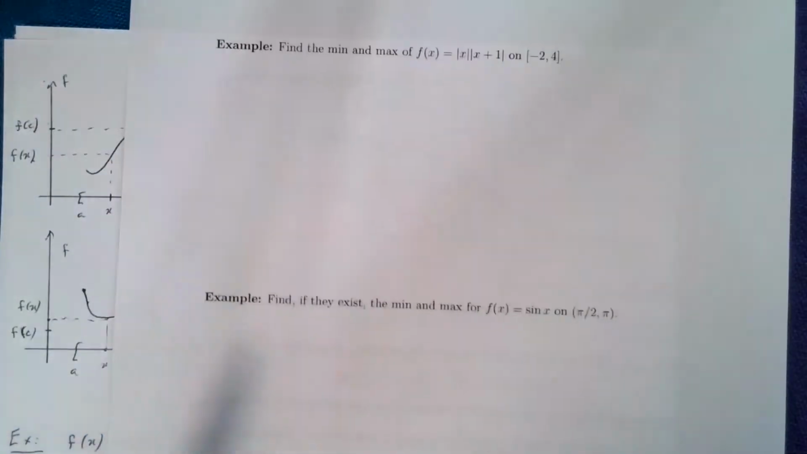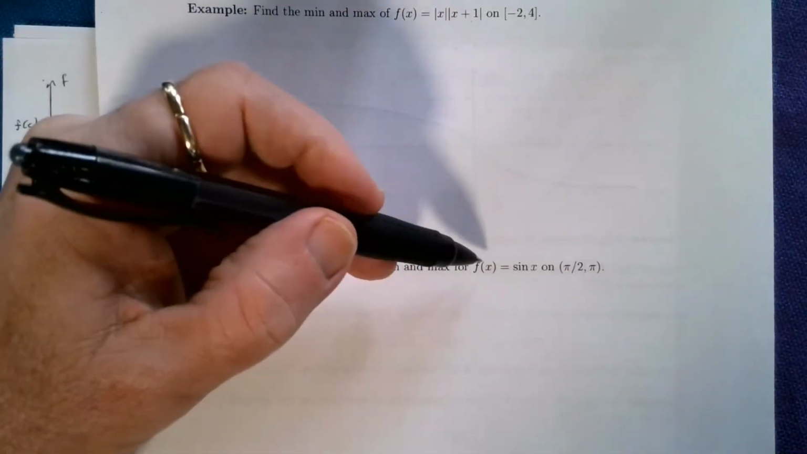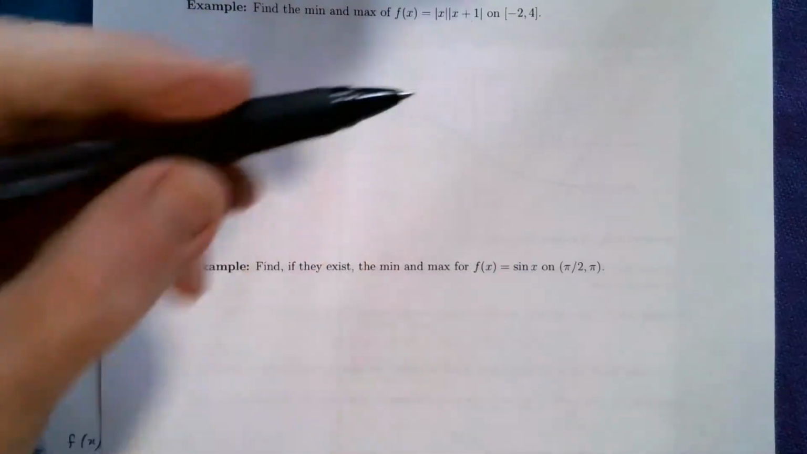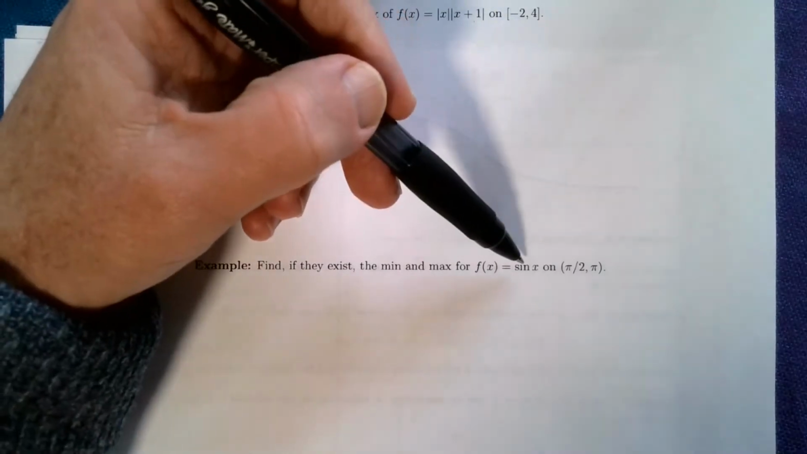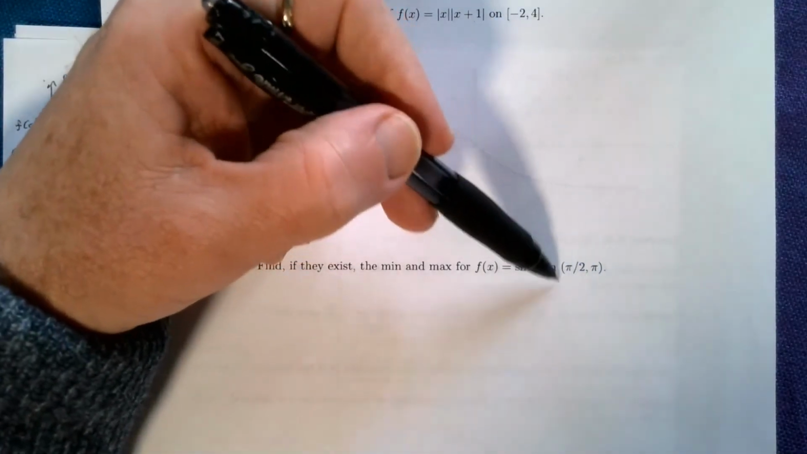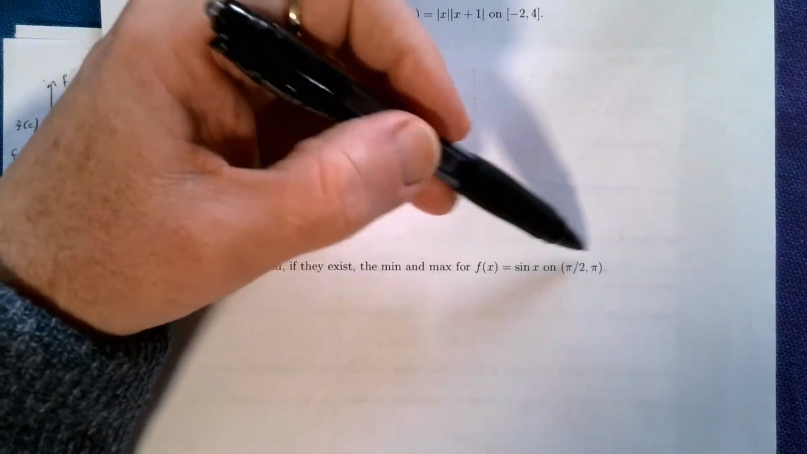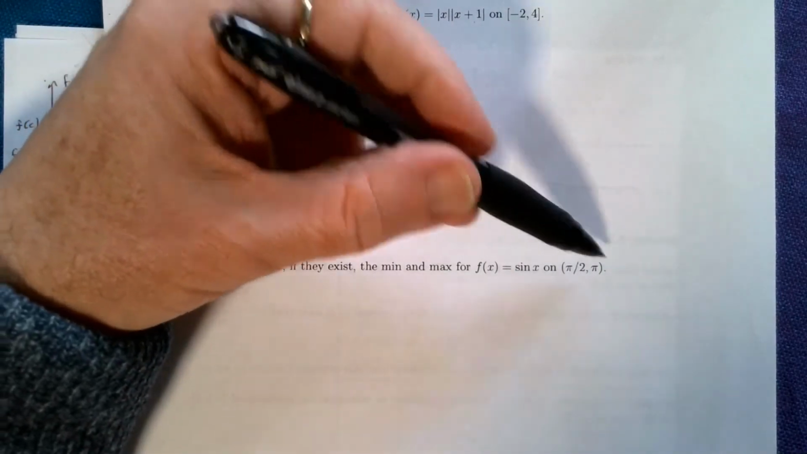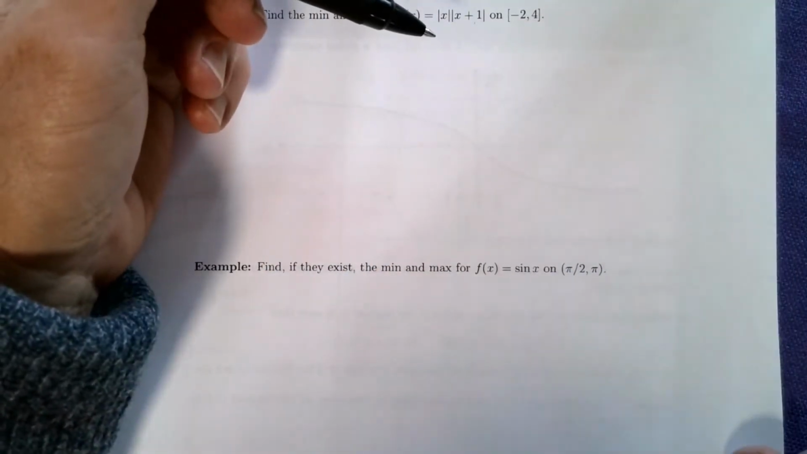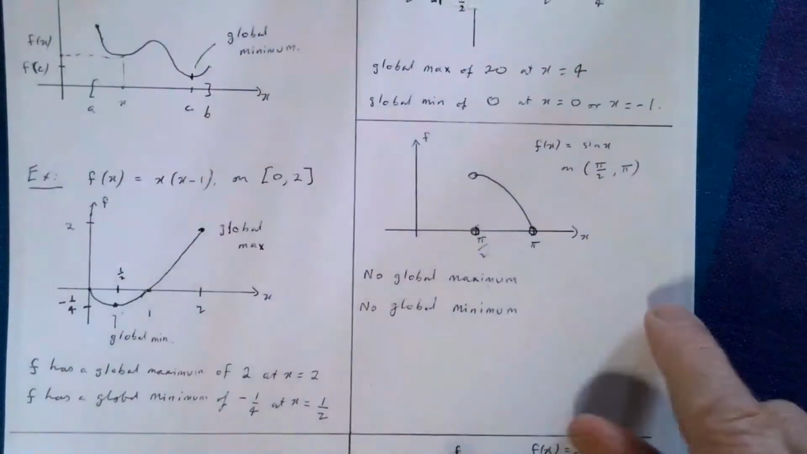Second example here is to find, if they exist, and that's the important point here, the min and max for the function f of x is sine x on the open interval pi on 2 to pi. Now sine is continuous everywhere, but this interval is not closed, it's an open interval, so there's no guarantee. It may have a max and min, or it may not, but there's no guarantee from the theorem that it will. You can only do this by looking at the picture of it, and so I've done that here. And here's the graph of sine x.